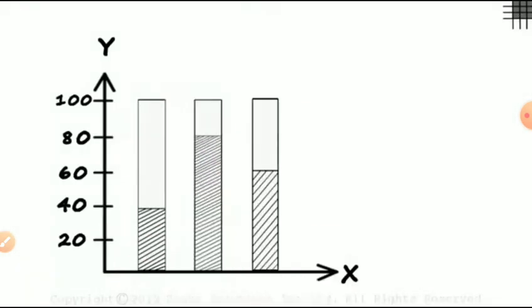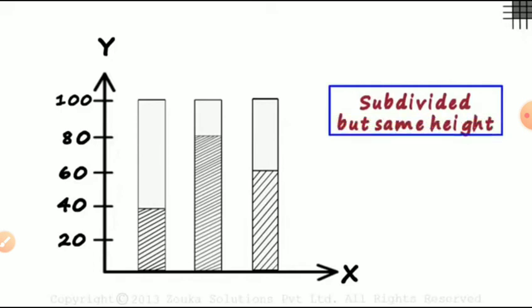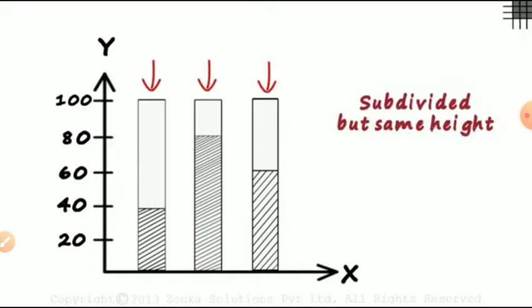What subdivided bar diagrams are? We have the XY axis and bars with shaded and unshaded regions. We use shaded and unshaded bars to compare two kinds of data. But observe this graph closely. There's something special about this particular bar graph. The bars are subdivided, but of the same height. All the bars are of 100 units.